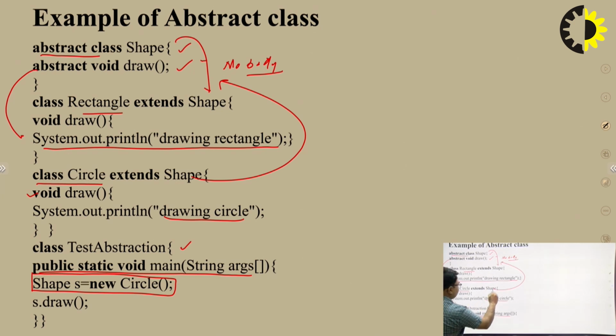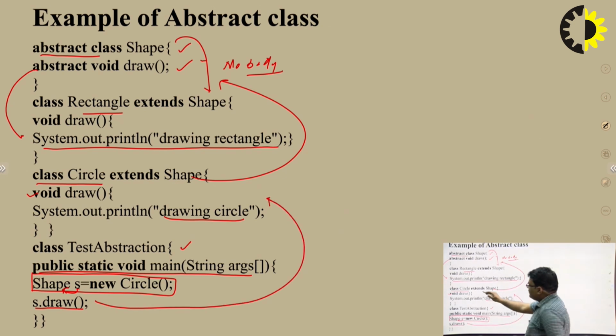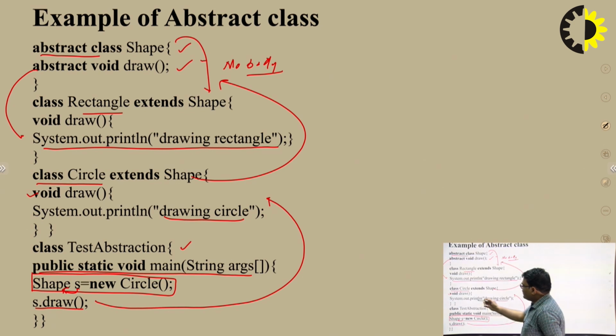The object will be created of the circle class. We can create a circle class object and assign it to the abstract class reference variable. This reference variable calls the draw method. That means the draw method calls the circle class method, because we created an object of the circle class.